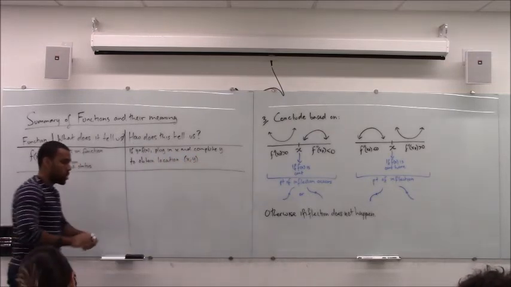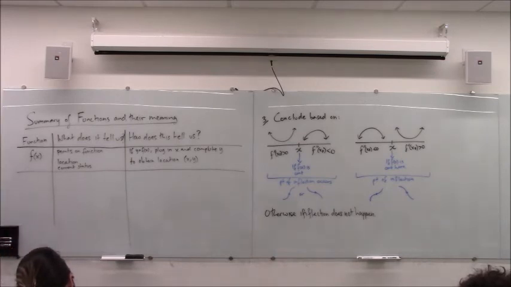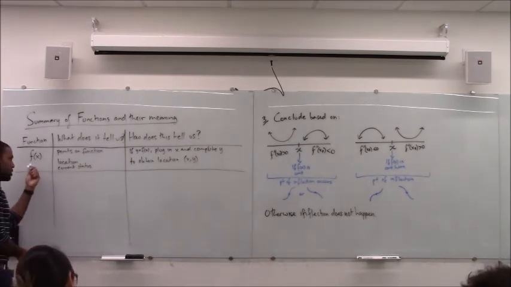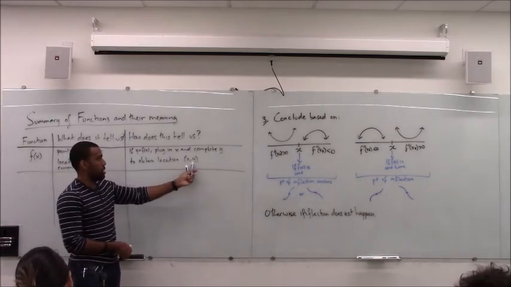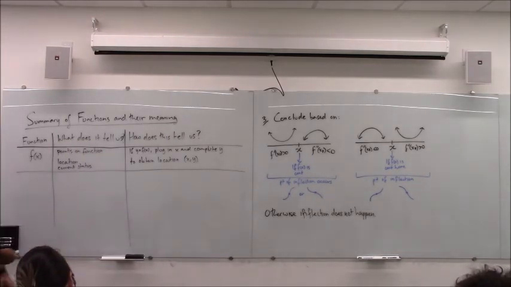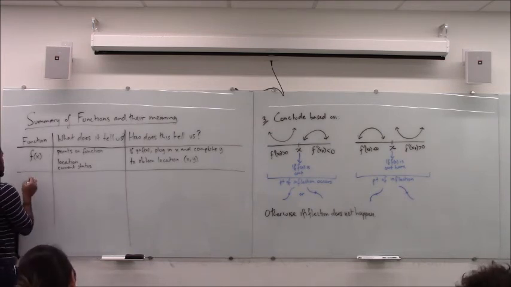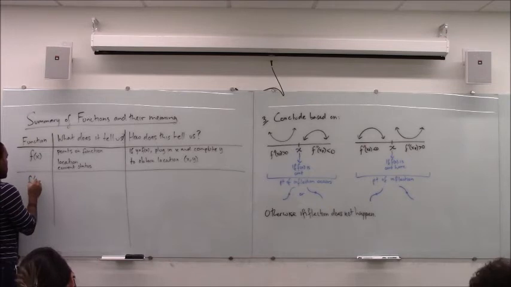So if someone wants the current location, the current status, you're going to go to the original function, you're going to plug in the current time or whatever input you need, and then the output, the y, is going to be the answer to that question. Now, of course, if possible, you can find a first derivative.